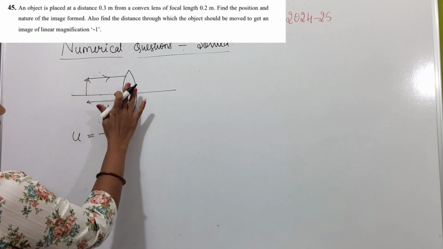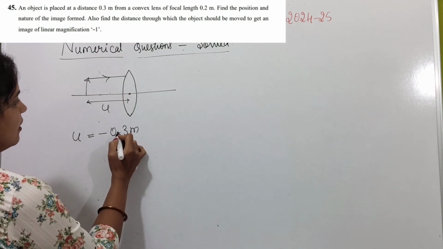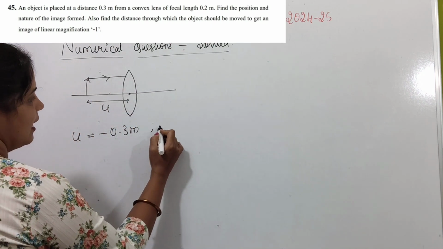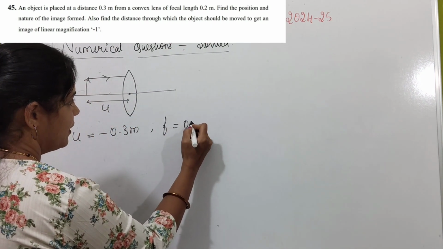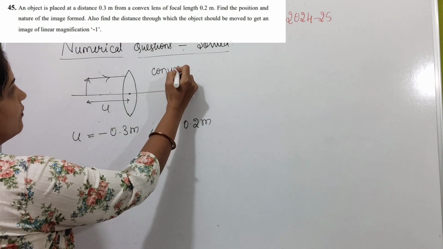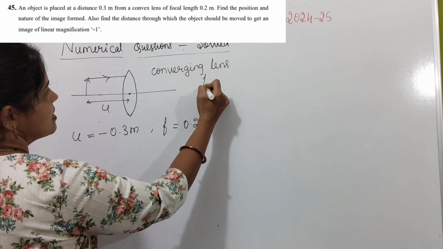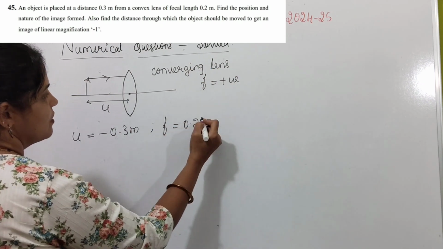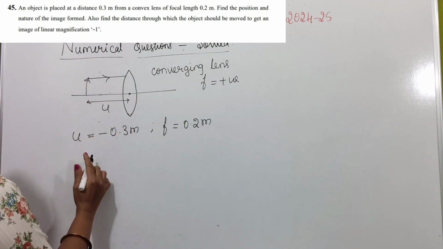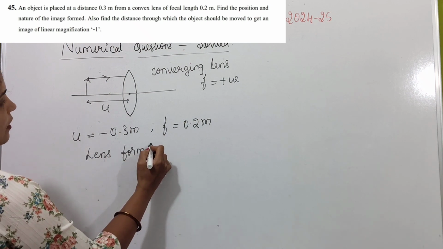Whenever the object is placed in front of the lens, U is negative. So it is minus 0.3 meter. The focal length is 0.2 meter. A convex lens is a converging lens, right? For a converging lens, the focal length is positive, so 0.2 meter. To find the position of the image, we use the lens formula. So what is that lens formula?